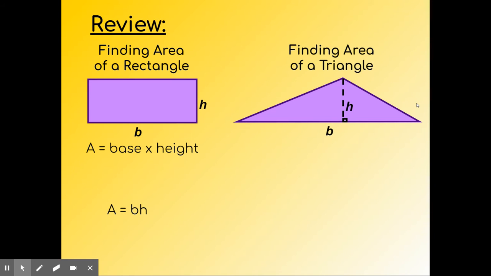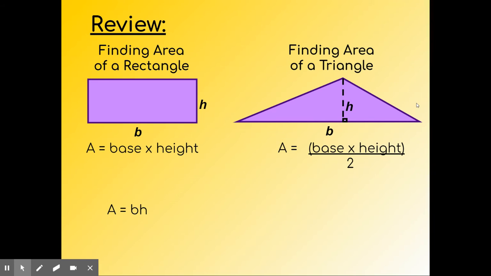The other shape that we need to find is the area of a triangle. This one is a little bit different because if we took a triangle and put it inside a rectangle, it's kind of half of a rectangle. So we use a very similar formula, base times height, but because it's not a full rectangle, we divide it by 2. So area equals base times height divided by 2.